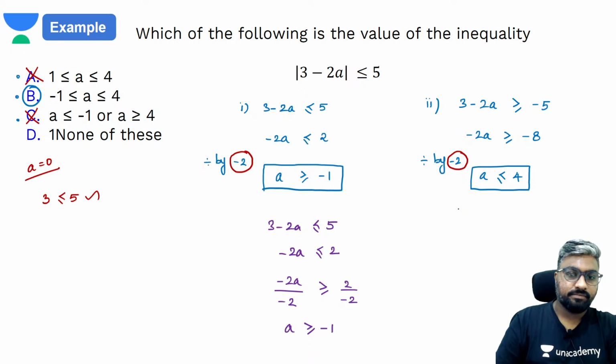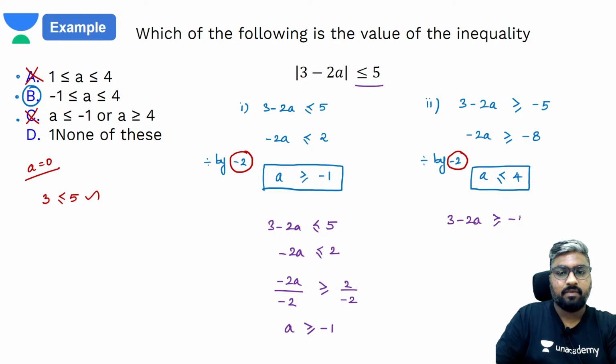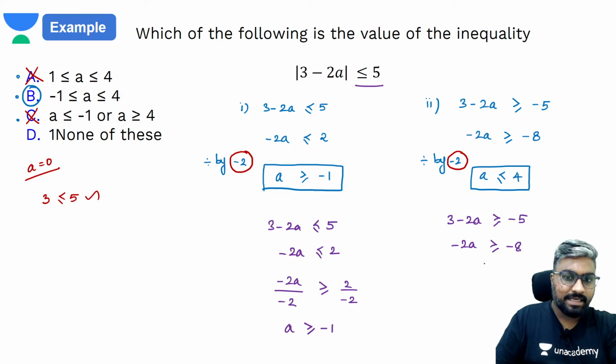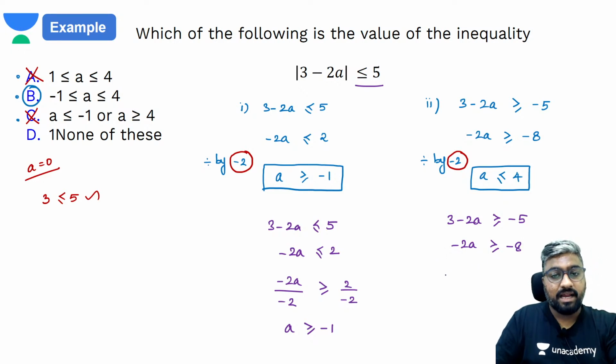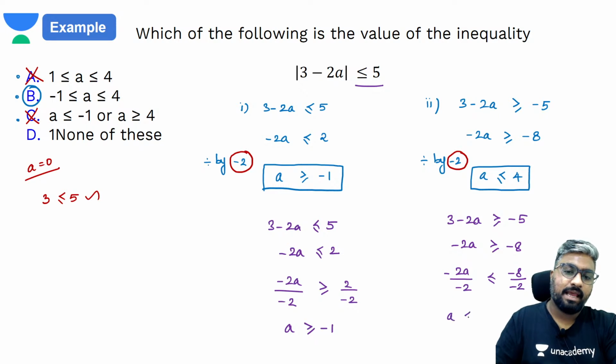Same thing here. 3 minus 2a. पहले ही अपन साइन फ्लिप कर देंगे मॉडुलस निकालते वक्त minus 5 करने के लिए. ओके, greater than or equal to minus 5. Subtracting 3, you will get minus 2a is greater than or equal to minus 8. Now you have to divide by minus 2. So minus 2a by minus 2, sign flip, minus 8 by minus 2. तो आपको क्या मिलेगा? a is less than or equal to 4. Clear everyone?